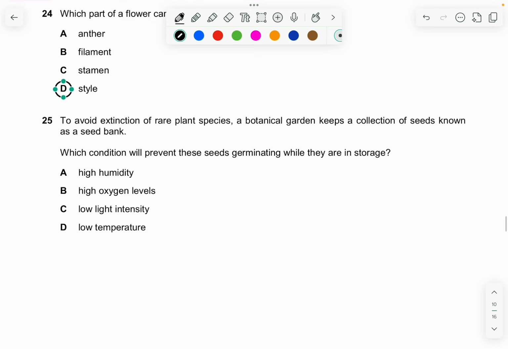Question 25. To avoid extinction of rare species, a botanical garden keeps a collection of seeds known as a seed bank. Which conditions will prevent these seeds from germinating while they are in storage? Okay, so low temperature. When your seeds are too cold, they haven't reached their optimum temperature, because remember, inside the seeds they have enzymes. These enzymes will help them to grow, and a lot of chemical reactions require an optimum temperature and not such cold temperatures.